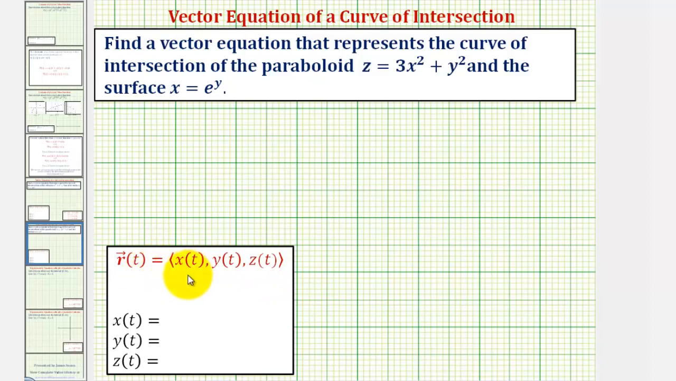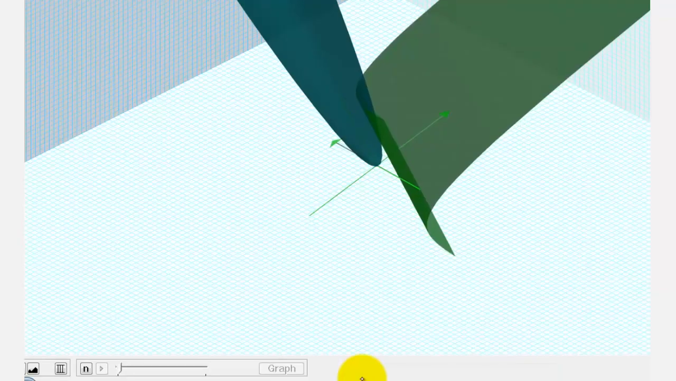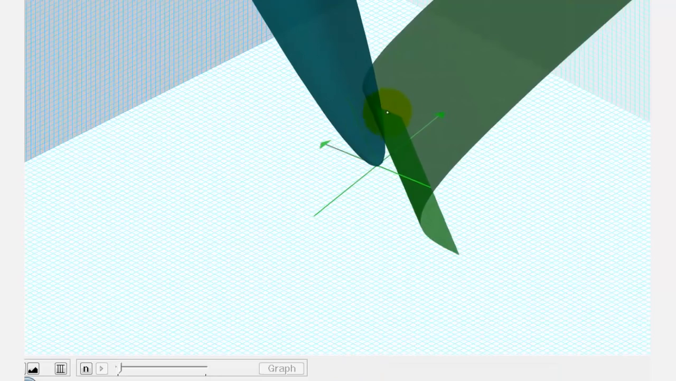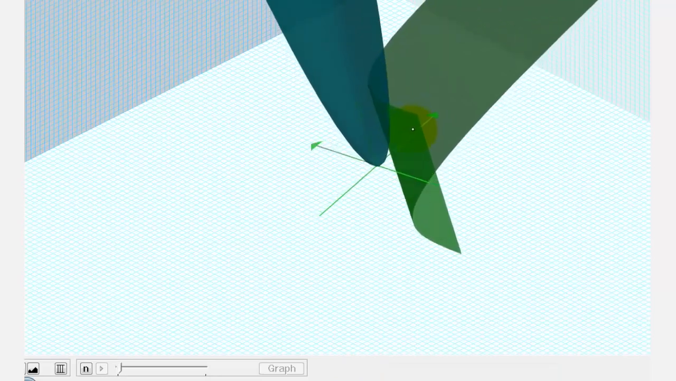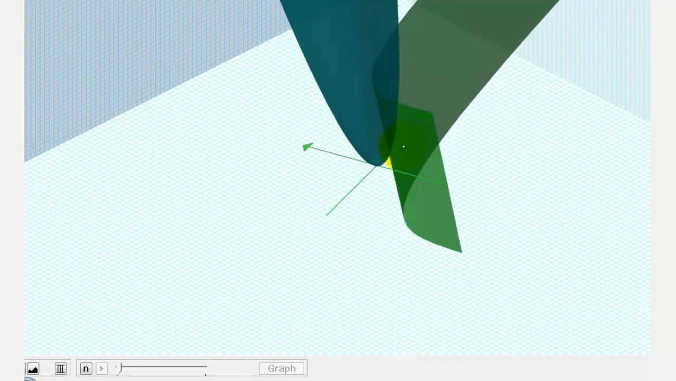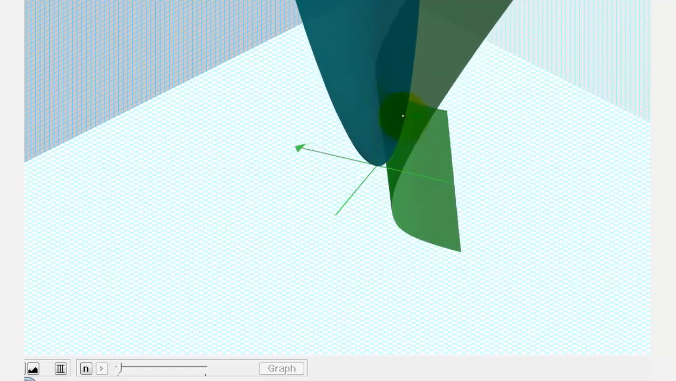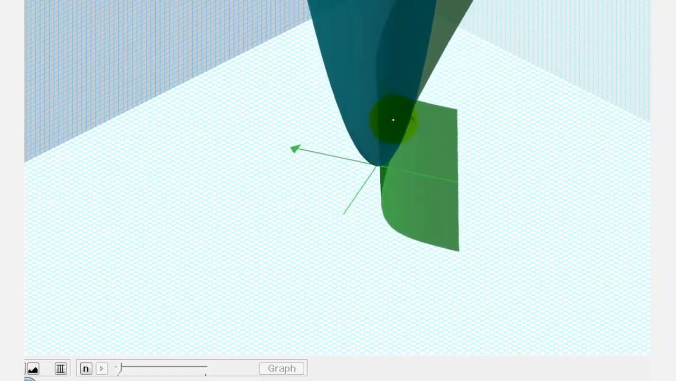So we want to define x of t, y of t, and z of t so that they would satisfy both the equation of the paraboloid and the equation of the surface. Let's first look at this graphically. Here we see the graph of the paraboloid and the surface. Again, our goal is to find a vector valued function that would give us a curve that would trace out the curve of intersection.